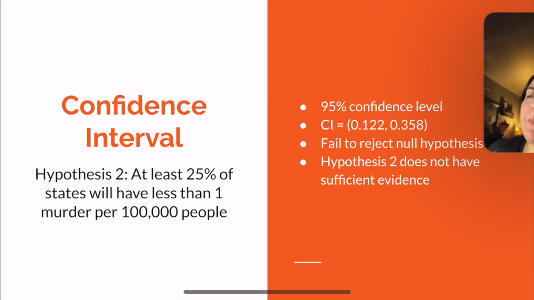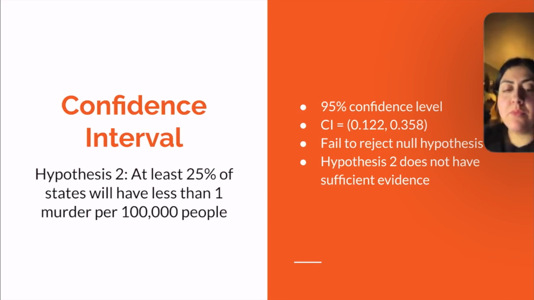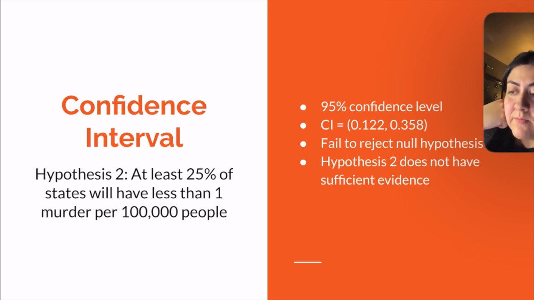This is our second confidence interval, for hypothesis two: at least 25% of states will have less than one murder per 100,000 people. At a 95% confidence level, we got an interval from 0.122 to 0.358, and 0.25, also 25%, lies within this interval. So therefore, we fail to reject the null hypothesis, and therefore hypothesis two does not have sufficient evidence. We cannot conclude this.